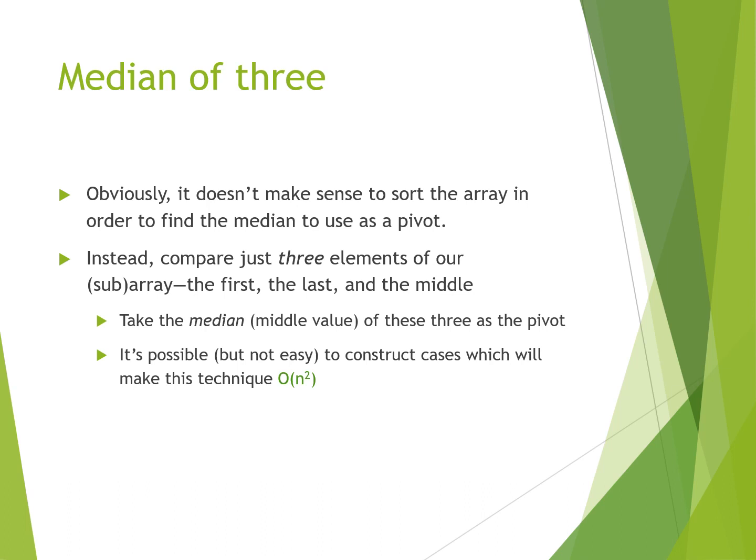Median of 3. Obviously, it doesn't make sense to sort the array in order to find the median to use as a pivot. Instead, compare just 3 elements of our array: the first, the last and the middle. Take the median of these 3 as the pivot. It's possible to construct cases which will make this technique O(n²).